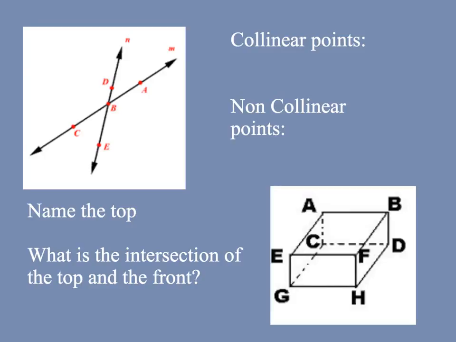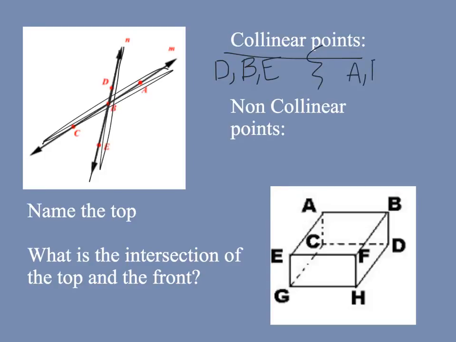The collinear points right here are points that lie on the same line, so I want to make sure that I put commas in between. So D, B, and E are collinear. You could also do the other line: A, B, C are collinear. Make sure they're capital.